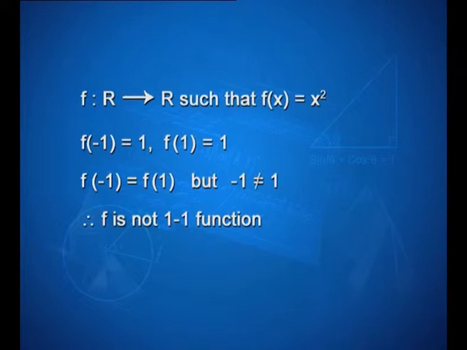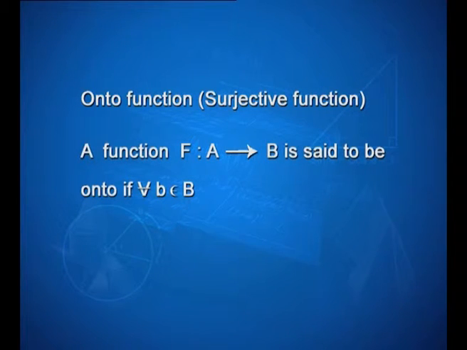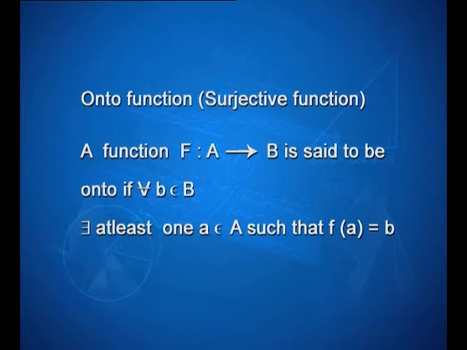So, this function is not a 1 function. Next type of function is onto function, which is also called surjective function. A function f from A to B is said to be onto if for all b belongs to B, there exists at least one a belongs to A such that f(a) equal to b. In other words, a function f from A to B is said to be onto if every element of B has at least one pre-image in A.